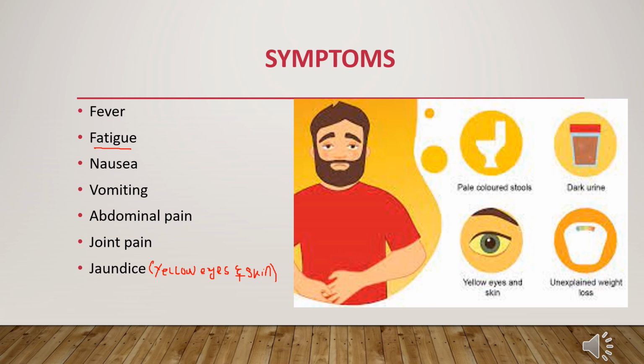Symptoms of hepatitis B. Many people with hepatitis B do not have any symptoms. If we do get symptoms, we may not notice them until 2 to 3 months after infection. Here are a few symptoms which occur during hepatitis B. The first ones are fever, fatigue, nausea, vomiting, abdominal pain, joint pain, and jaundice. Sometimes pale colored stools are passed, dark urine, and unexplained weight loss occurs.